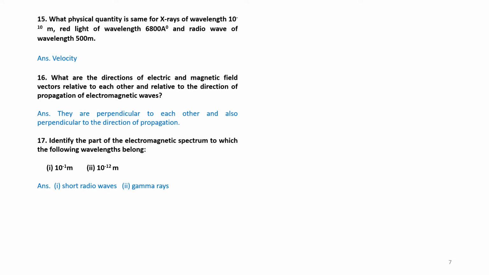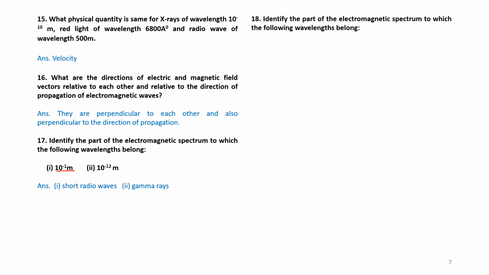You see the difference. The first one is 10 to the power of minus 1 meters. The wavelength is more here. The wavelength of gamma rays is very small and wavelength of short radio waves is comparatively large. It is 10 to the power of minus 1 meters.